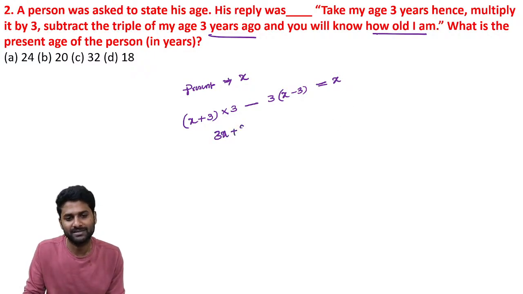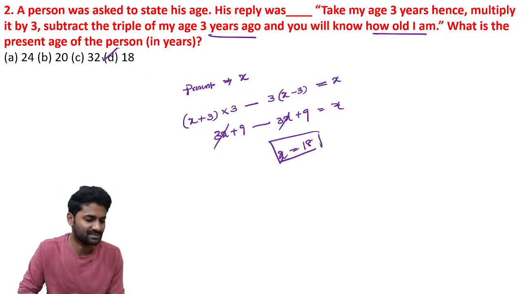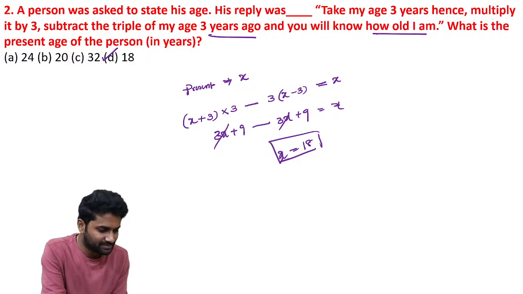Now 3x plus 9 minus 3x plus 3 is equal to x. So 3x plus 9, and the value is equal to x. So you can cancel here, then x is equal to 18. The present age of that person is 18 years. Is it clear about the statement?